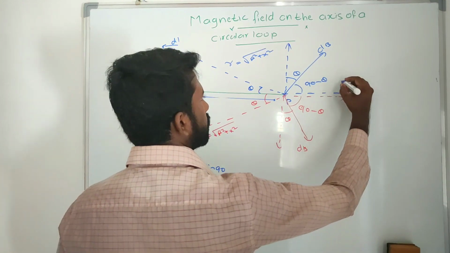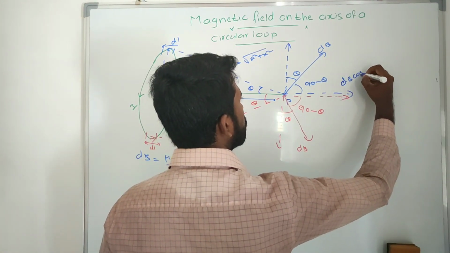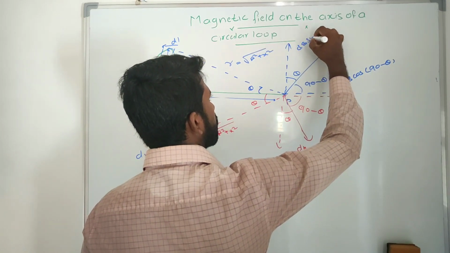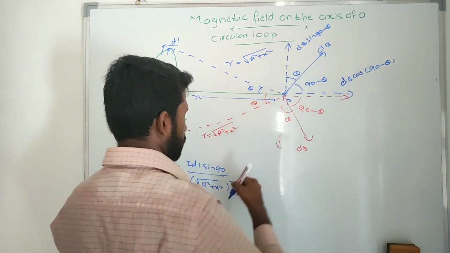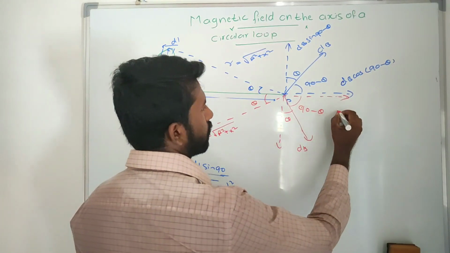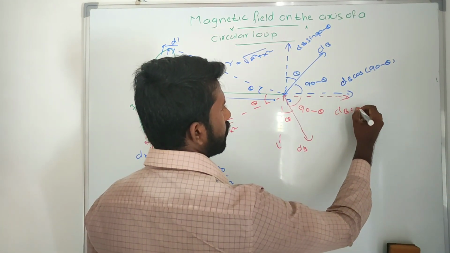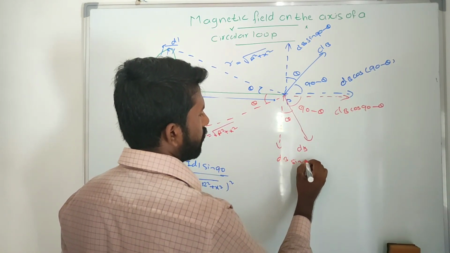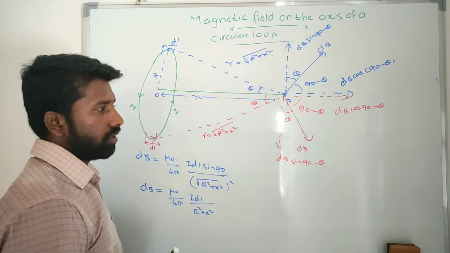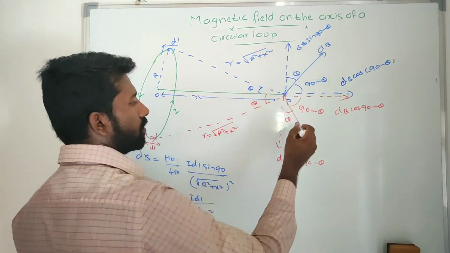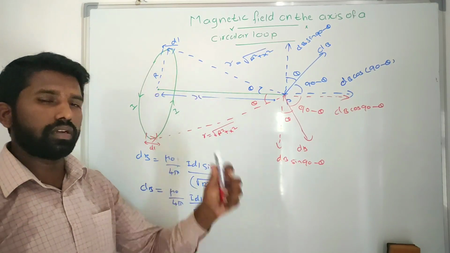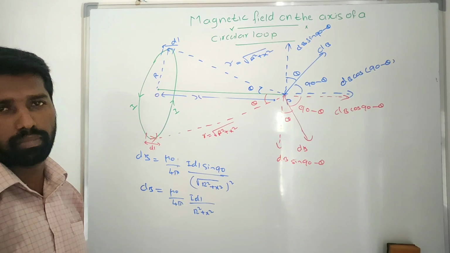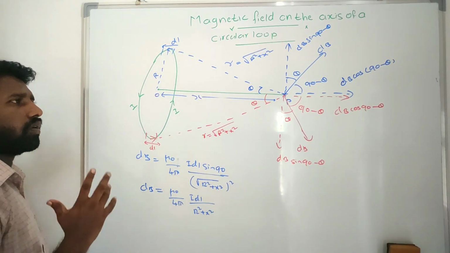What about this component? This is dB cos(90 minus theta) and this is dB sin(90 minus theta). Okay, clear? What about this? This is dB cos(90 minus theta) and this is dB sin(90 minus theta). This sin(90 minus theta) and this sin(90 minus theta) cancel. Then what is remaining? Only the cosine component remains, similar to all other components.